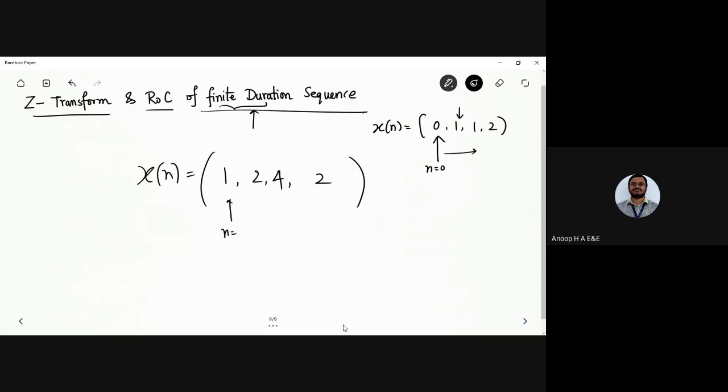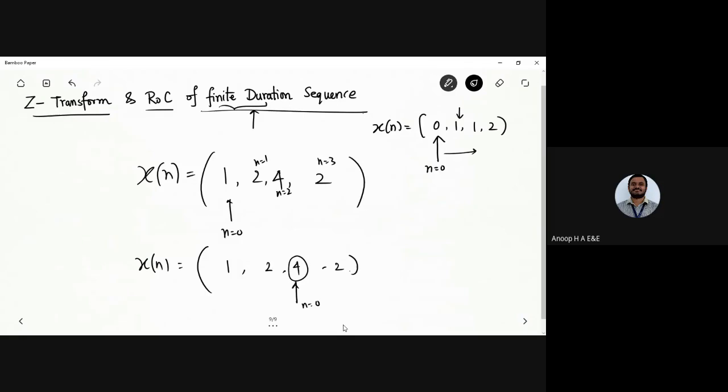So this would be n is equal to 0, this is n is equal to 1, this is n is equal to 2, this is n is equal to 3. Now x of n, that is 1, 2, 4, minus 2. Okay, so if I want to have the arrow mark here, you can write it from the down or from the upward direction, and you are going to have the point or the number that has been pointed here.